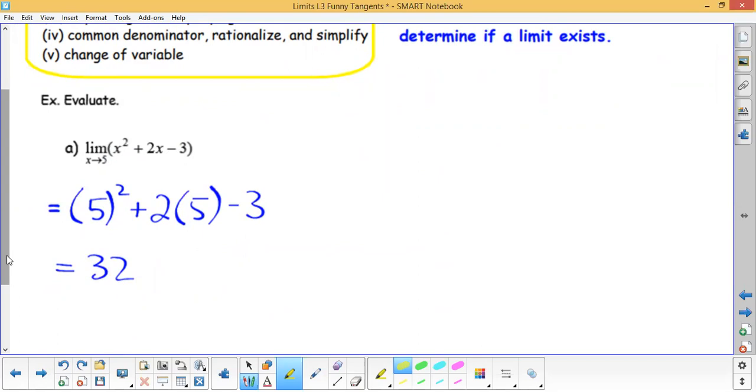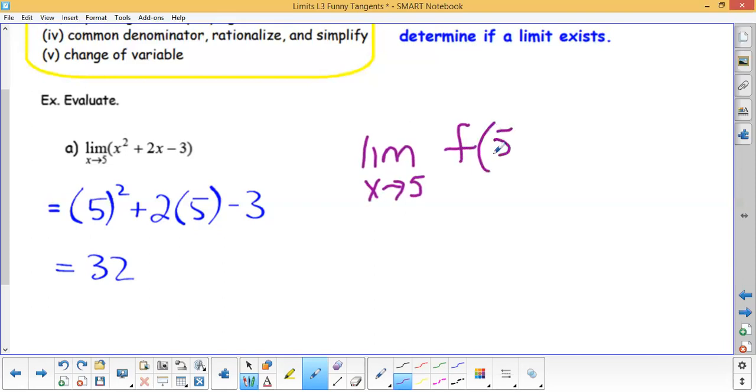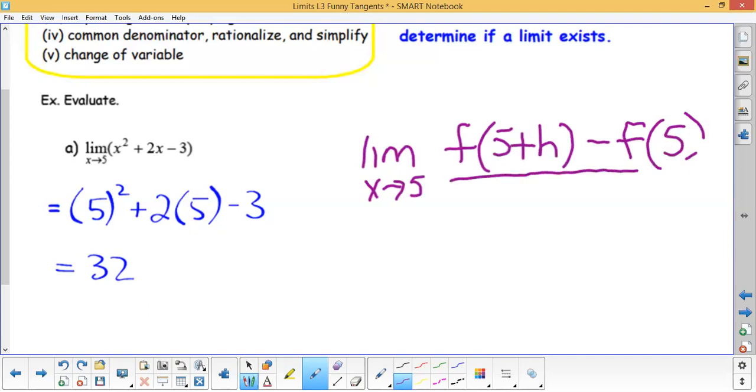Now, if I were to ask you to solve this using first principles that we learned about yesterday, then you would have to calculate and show me f of 5 plus h minus f of 5, all over h. That was first principles. So please don't rush through your test and say, oh, I can solve that through substitution, when the question is asking you to solve using first principles.